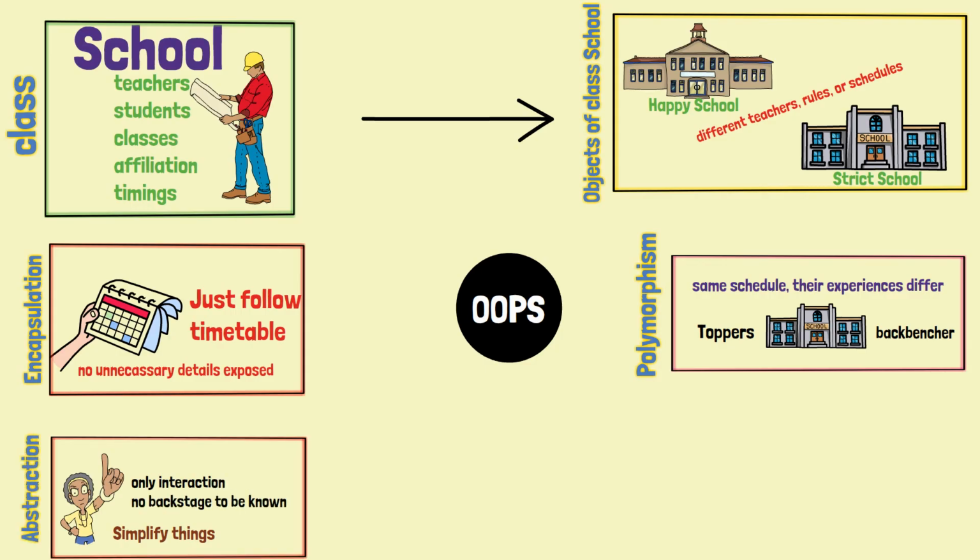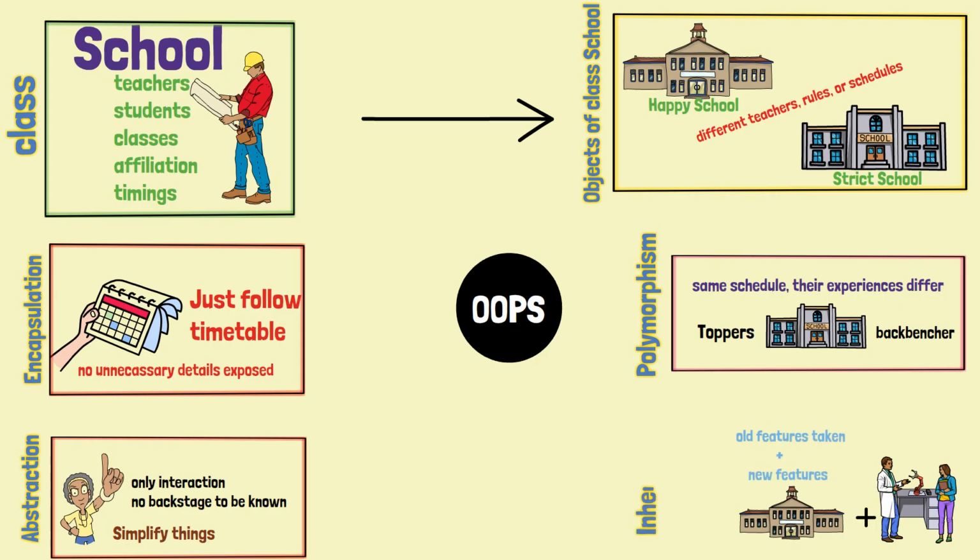A fun science school shares common features with a happy school, but adds extra things, like science labs. This is inheritance. New objects inherit features from old ones and can add their own.